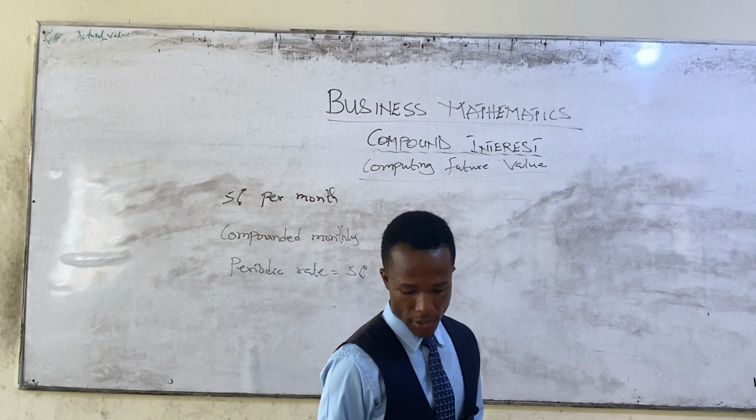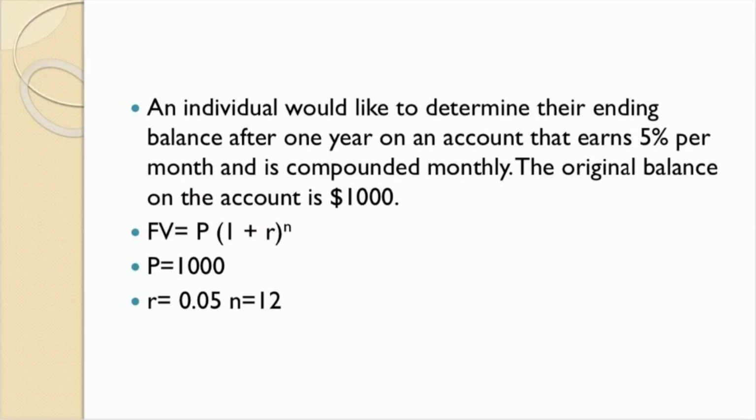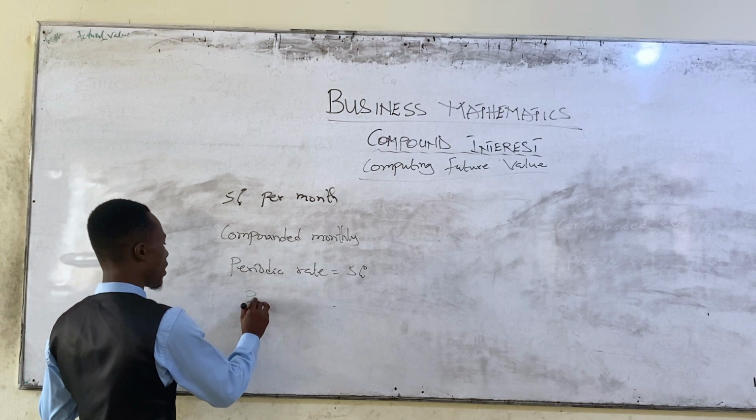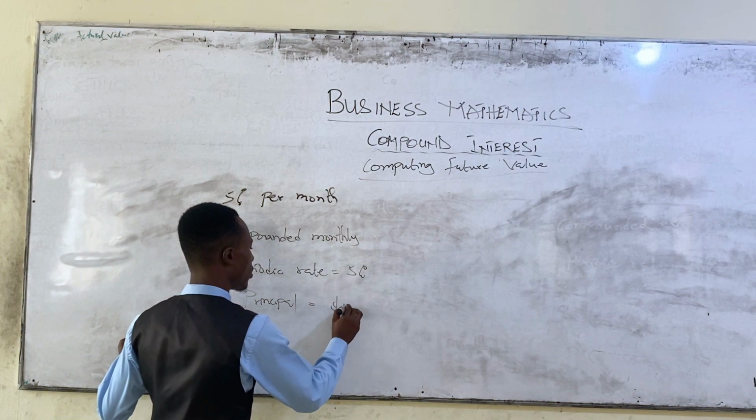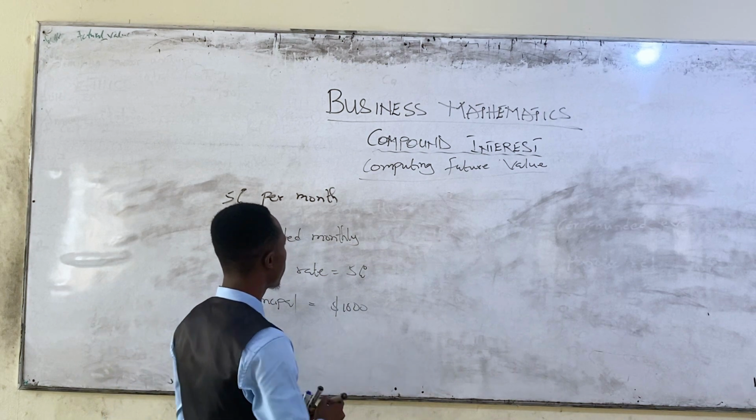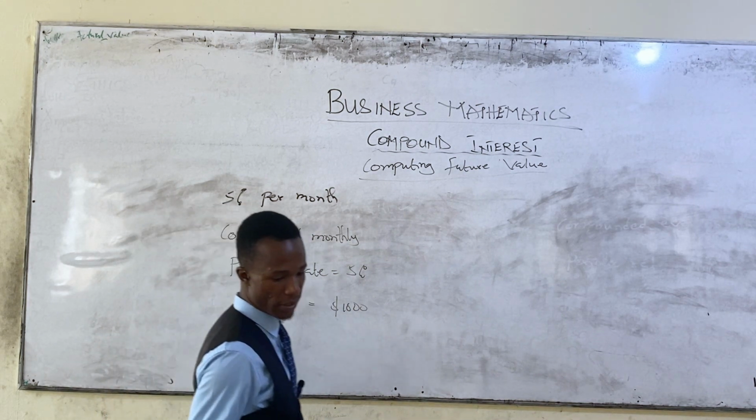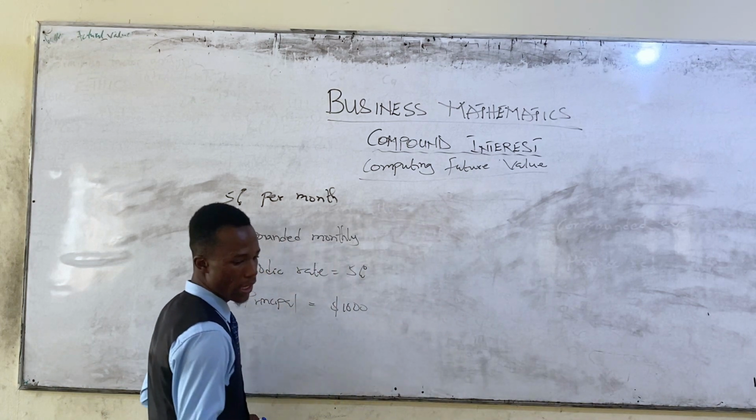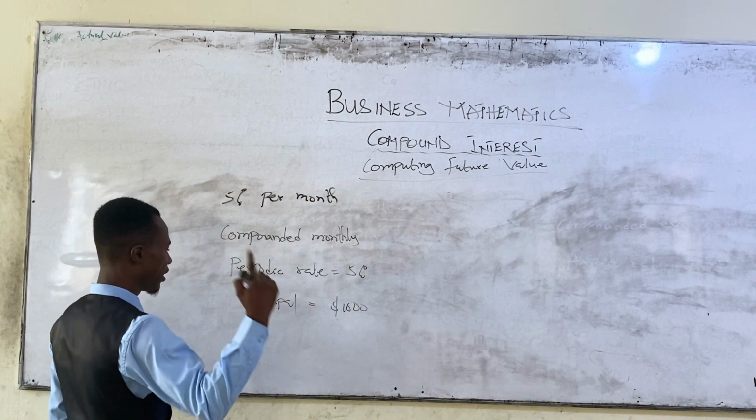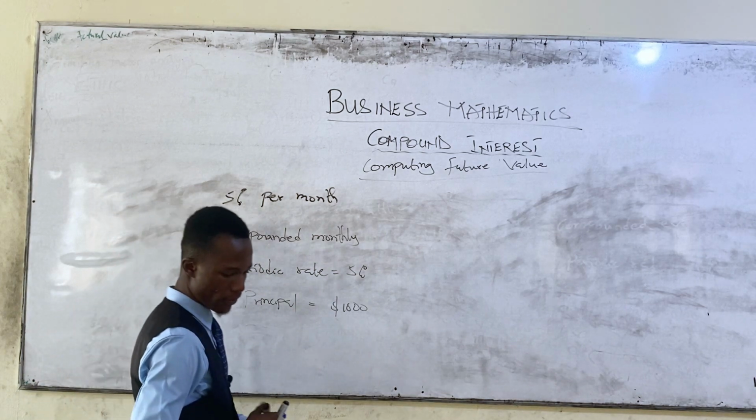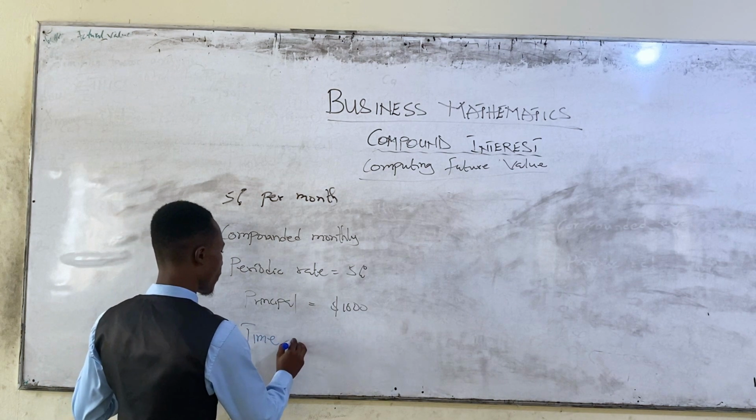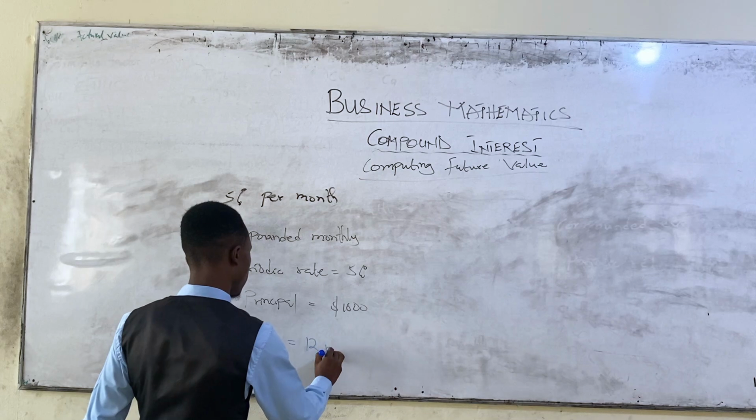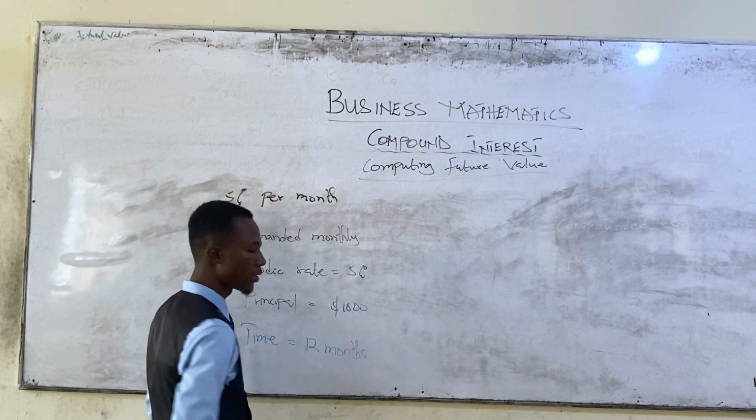Okay. So the original balance on the account is $1,000. So it means our principal, that is the original amount, is what? $1,000. Okay. And they said after a year, right? So after 1 year, it means the year is going to be what? The year is just one. So our time is just one year. And because it is compounded monthly, we are going to get what? 12 months. Is that good?